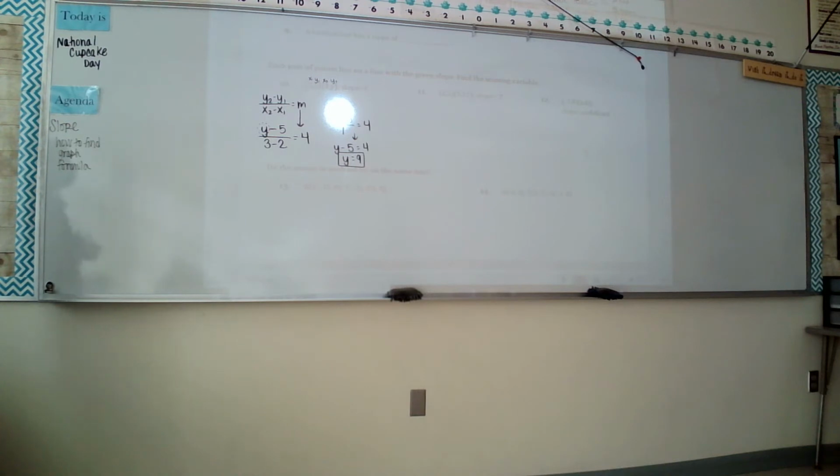So plugging into a formula, in a lot of cases we're looking for slope. In this case, I know the slope, and I'm just looking for a random variable there. So plug in what you know, and then solve for what you don't know.